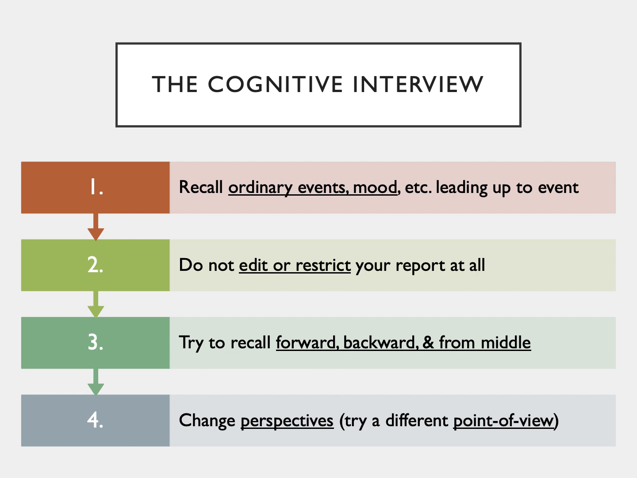Step 4 is to change perspectives, or to try a different point of view. This would be to try to recall the event from the perspective of somebody else who was there. So what would this have looked like from the assailant's perspective? Or if you were at 7-Eleven, for example, from the cashier's perspective, from a bystander's perspective. And if nobody else is there, perhaps even what would this look like from the perspective of the soda machine?